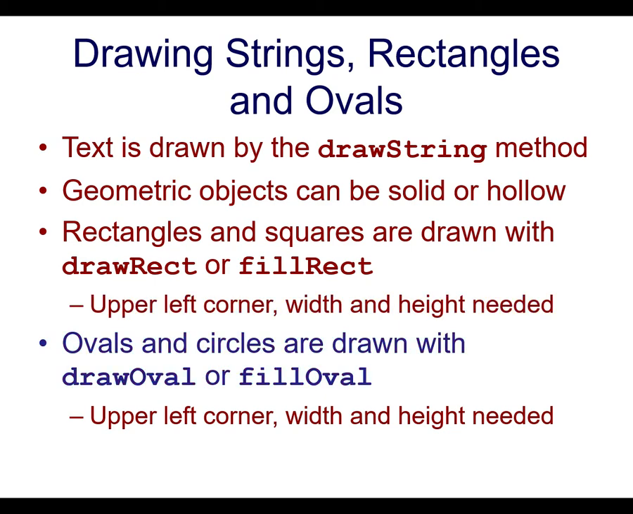Ovals and circles are drawn by calling drawOval for a hollow object and fillOval for a solid one. The parameters are similar to what is required for the rectangles: the coordinates of the upper left corner and the width and height. The upper left corner is the intersection of the line tangent to the top of the oval and the line tangent to the left side. A circle is generated when the width and height supplied are equal.